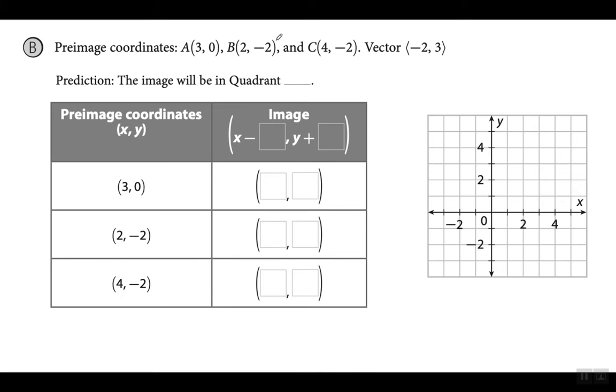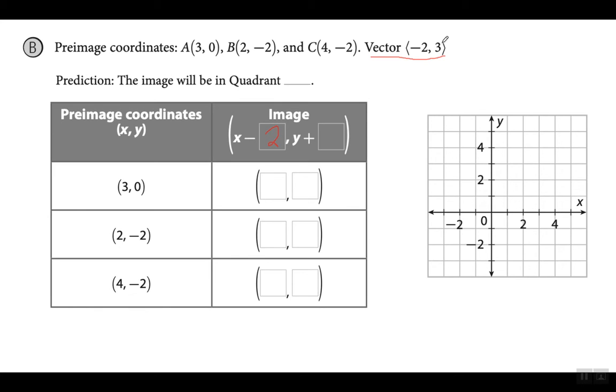So it gives us the pre-image coordinates, but here's the important part, the vector. The -2 means that whatever x is, we're going to subtract 2 from it. So when this was a positive number, we added the number to x. But since this is a negative number, it's going to be x minus 2. That may be a little confusing, but again, if this is a positive number, that means you add that number to x. And if it's a negative number, as it is in this case, that means whatever x is, you're going to subtract 2 from it.